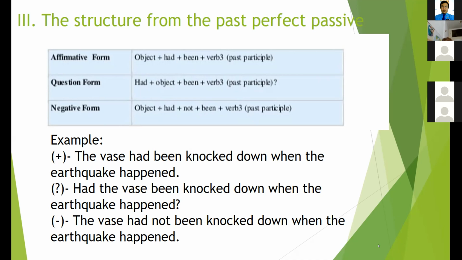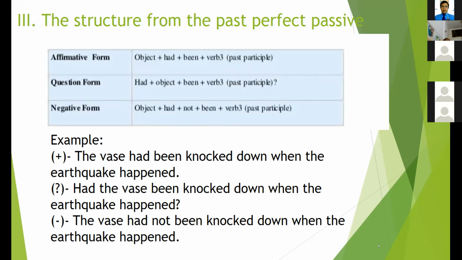It doesn't matter if the subject of your sentence is singular or plural. The structure doesn't change. About the question form: had plus object plus been plus verb 3 and question mark. Don't forget to put a question mark if you make the question form. For example, had the vase been knocked down when the earthquake happened? The structure for asking a question is past perfect passive.